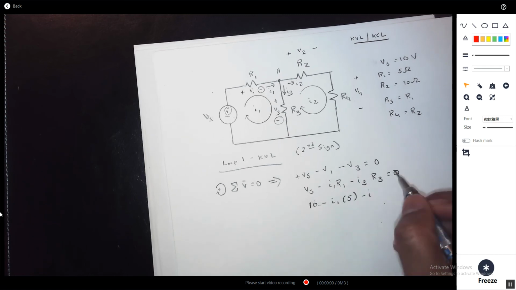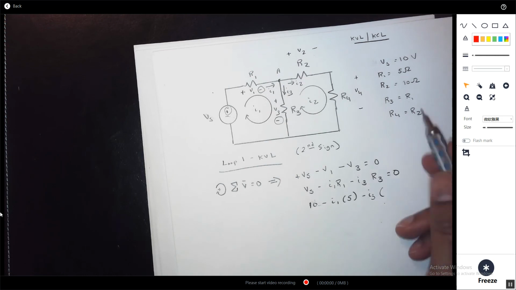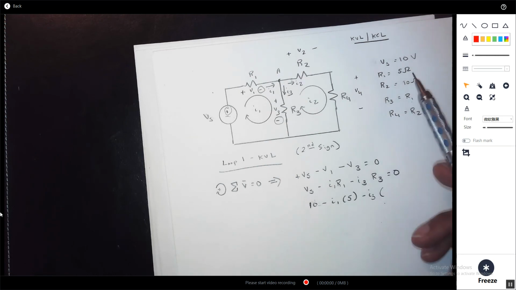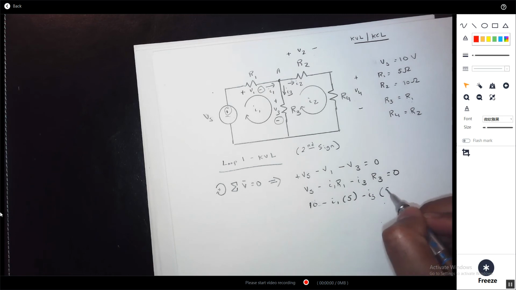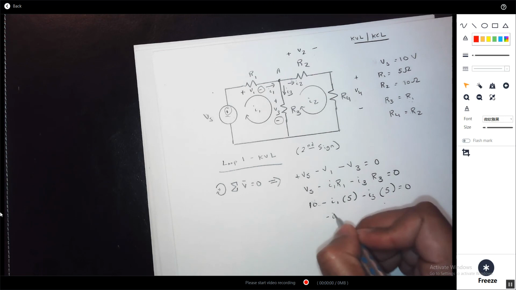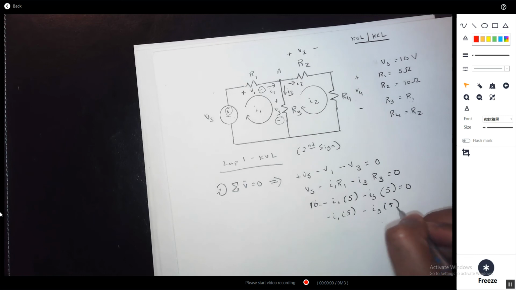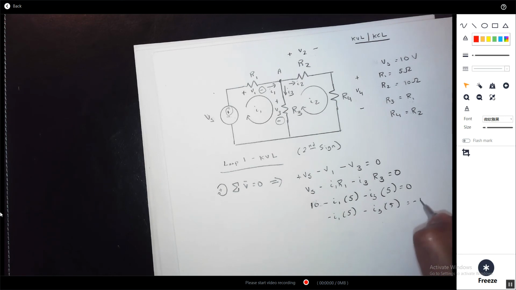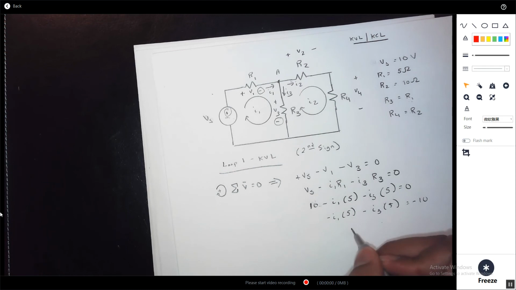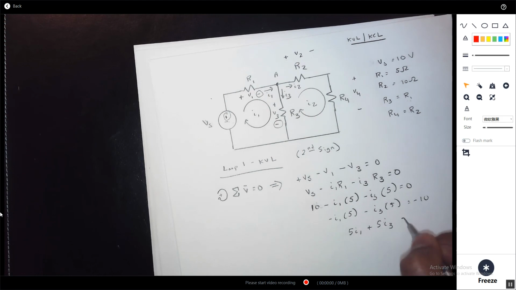I3, R3, which is R1, which is equal to 5, equals 0. That's going to give us minus I1 times 5 minus I3 times 5 is equal to minus 10. I flip the 10 to the minus side. This is algebra. So 5I1 plus 5I3 is equal to 10. This is an algebraic component. Okay? This is equation 1.